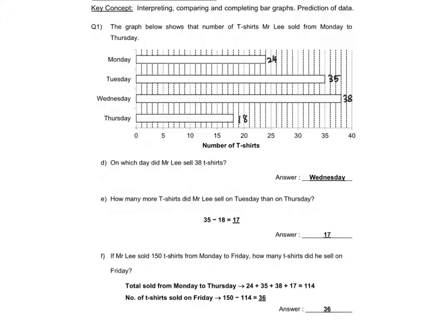sold 150 T-shirts from Monday to Friday, how many on Friday? The data here only shows Monday to Thursday. So what you need to do is add up all of this, and then subtract from 150. This is what I did exactly, so it's 36. Please remember, don't use an arrow, just leave a space in between. 36 T-shirts were sold on Friday.